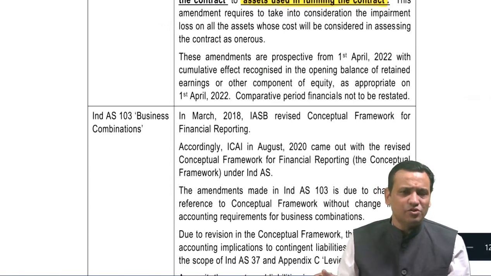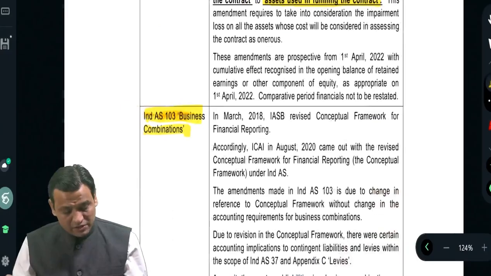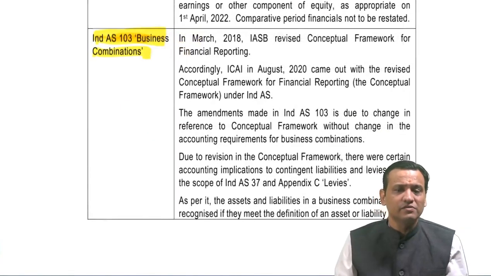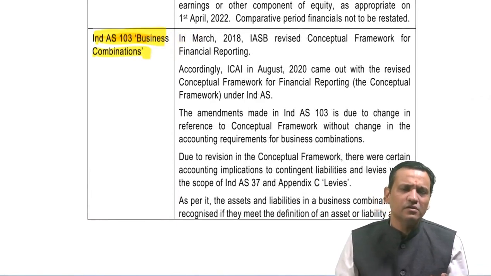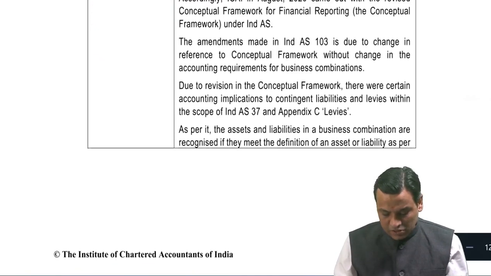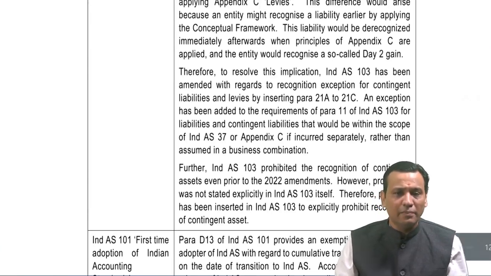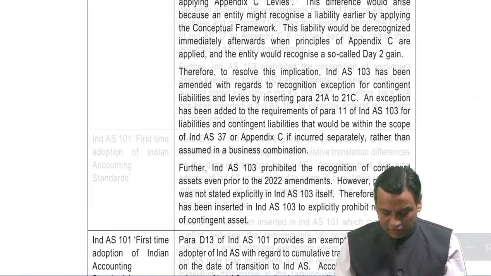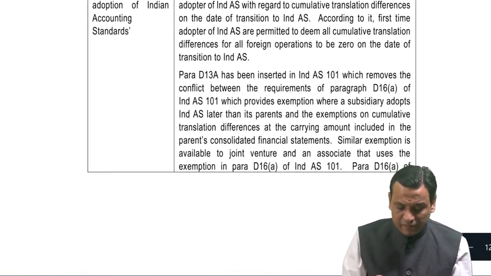Of course, as far as Ind AS 103 is concerned, you may just have one reading, my friends, because that's not a big amendment which has an impact directly on our exam. It is just with respect to the change which has been done in Ind AS 1, nothing but, I can say, conceptual framework for preparation of financial statements, levies. So, how should those levies be recognized? There was a conflict between Appendix C and the framework requirement, which has been taken care of. So, we need not go into those small areas. You can just have one reading.